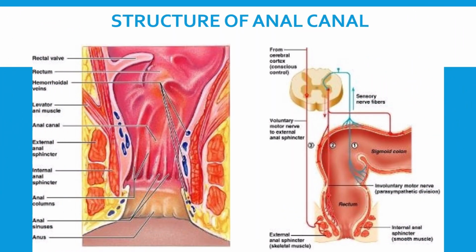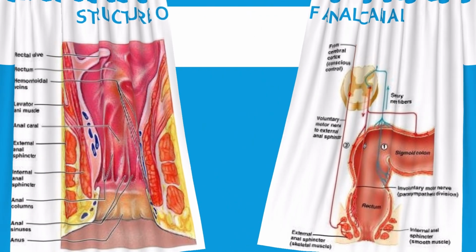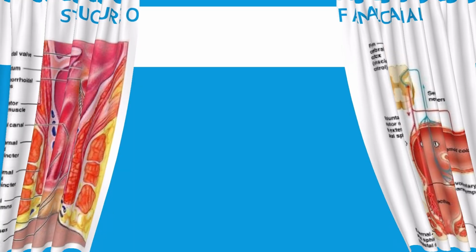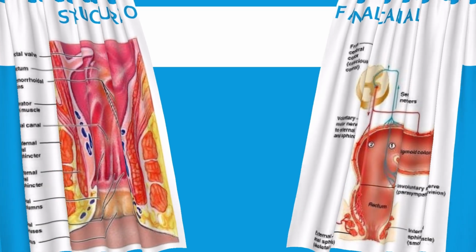The colon has ascending, transverse, descending and sigmoid parts. The transverse colon and sigmoid colon are intraperitoneal, anchored by mesentery. The rest of the colon is retroperitoneal. Rectum, anal canal. This picture explains the anatomy of the anal canal.